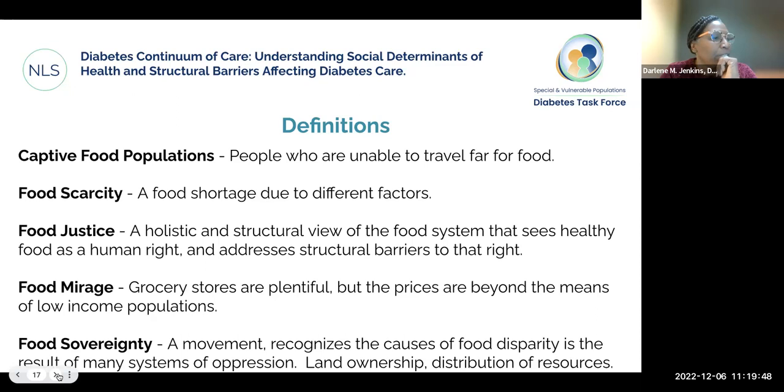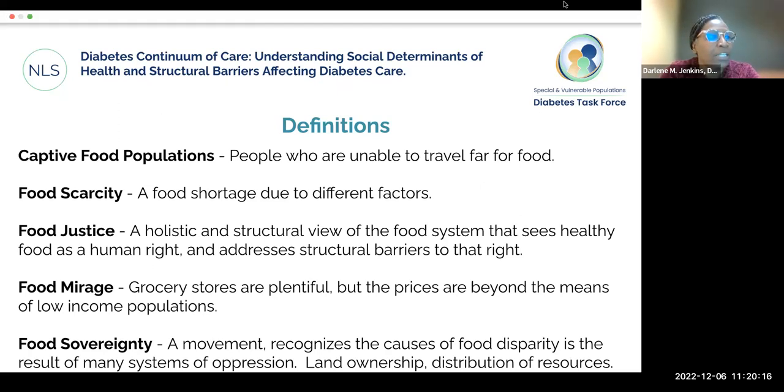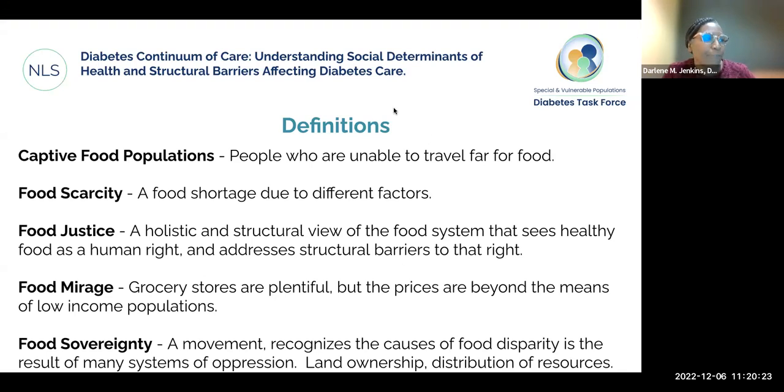Another term I want us to look at is food justice. That is another term that has been used frequently now as we talk about how we address the structural barriers to food. And so it is really looking at a holistic and structural view of the food system. And it also sees that having access to food is a human right. And so it's really getting down to how do we ensure that everyone has access to healthy food, which is so important.